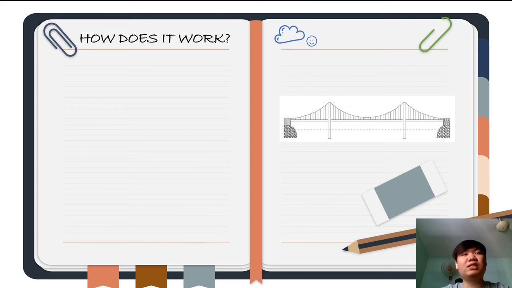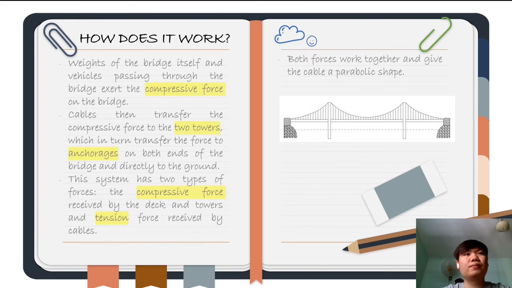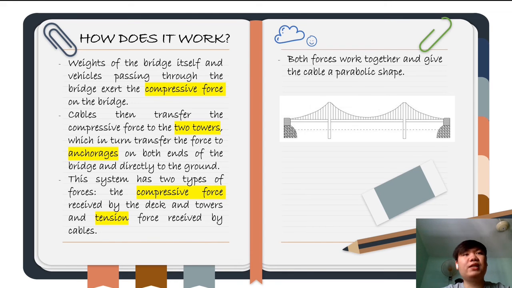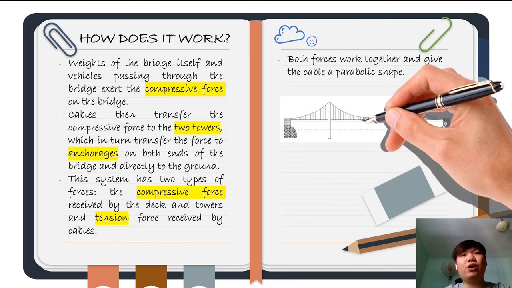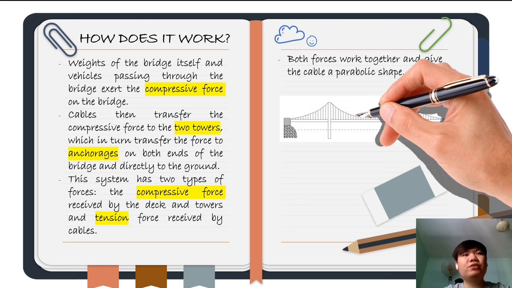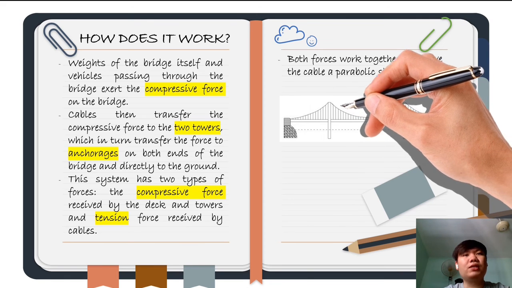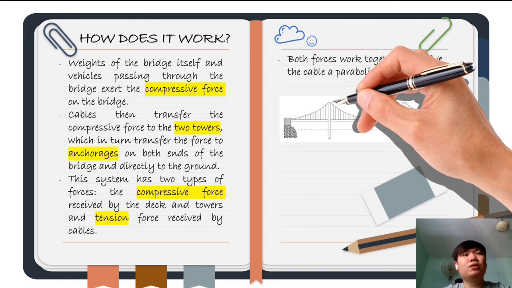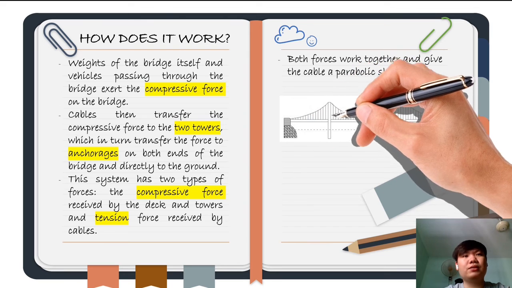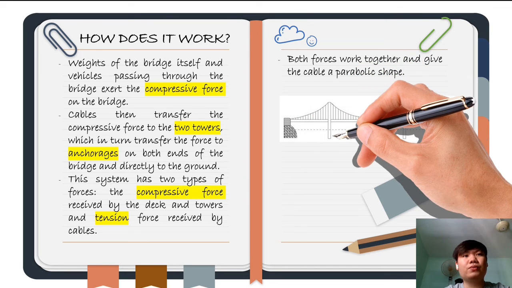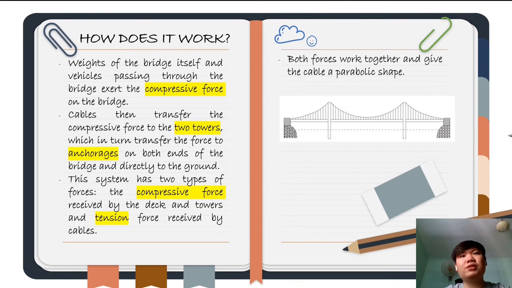How does a suspension bridge work? Weights of the bridge itself and vehicles passing through the bridge exert the compressive force on the bridge. Cables then transfer the compressive force to the towers, which in turn transfer the force to anchorages and directly to the ground. This system has two types of forces, the compressive force and tension force. Both forces work together and give the cable a parabolic shape.